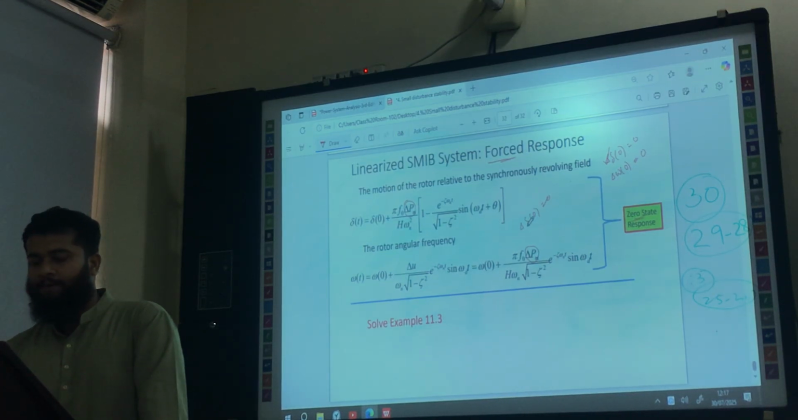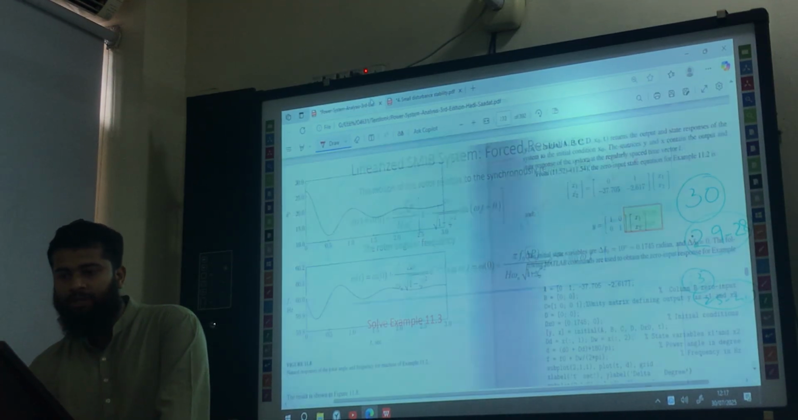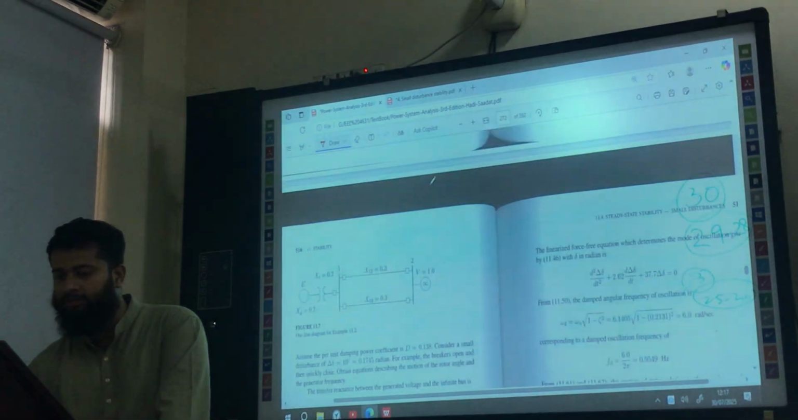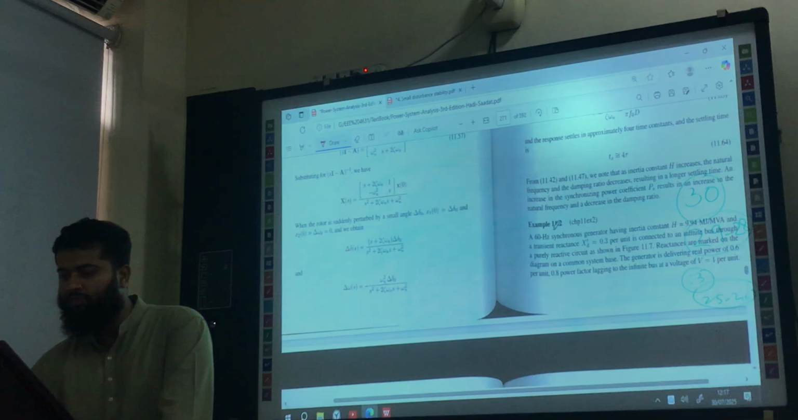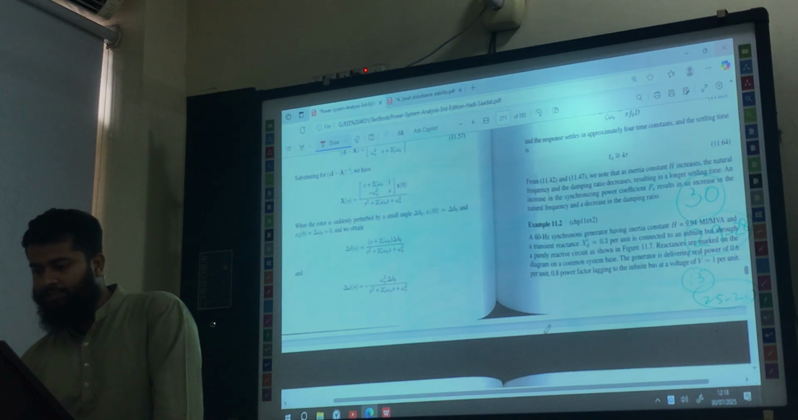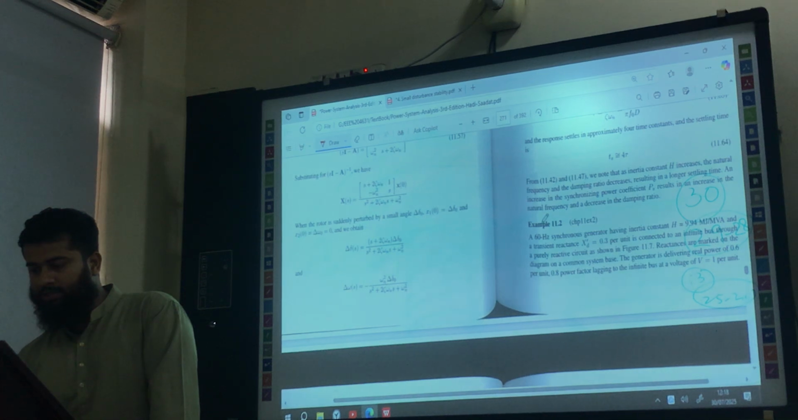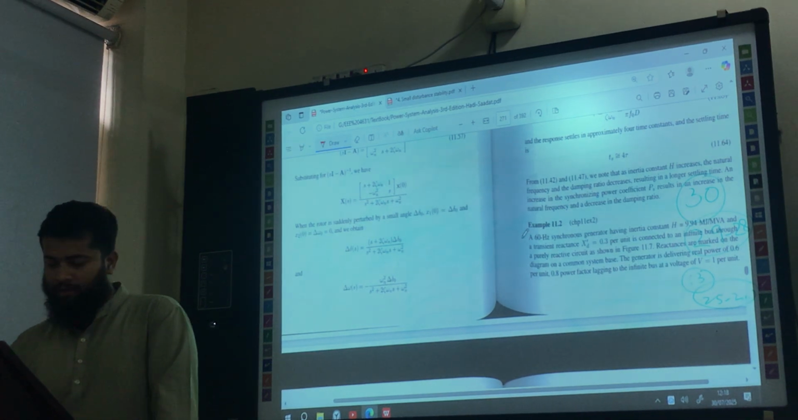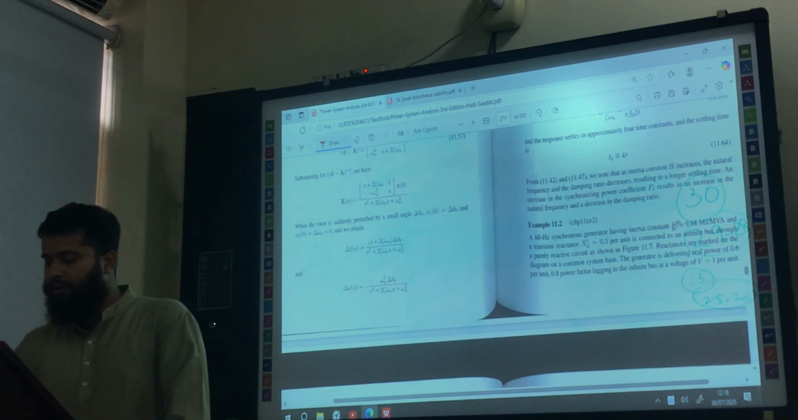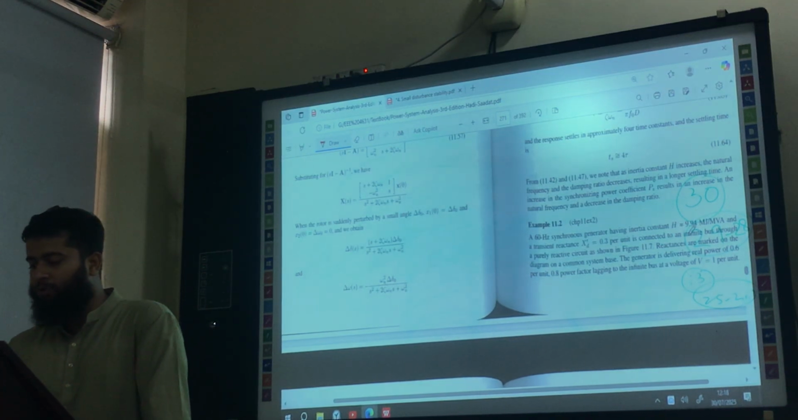Okay. Now let's go to the textbook and let's solve this example 11.2 first. This is the statement of example 11.2, and to solve this, let's just read out this statement. A 60 Hz synchronous generator having inertia constant H equal to 9.94 megajoule per MVA.